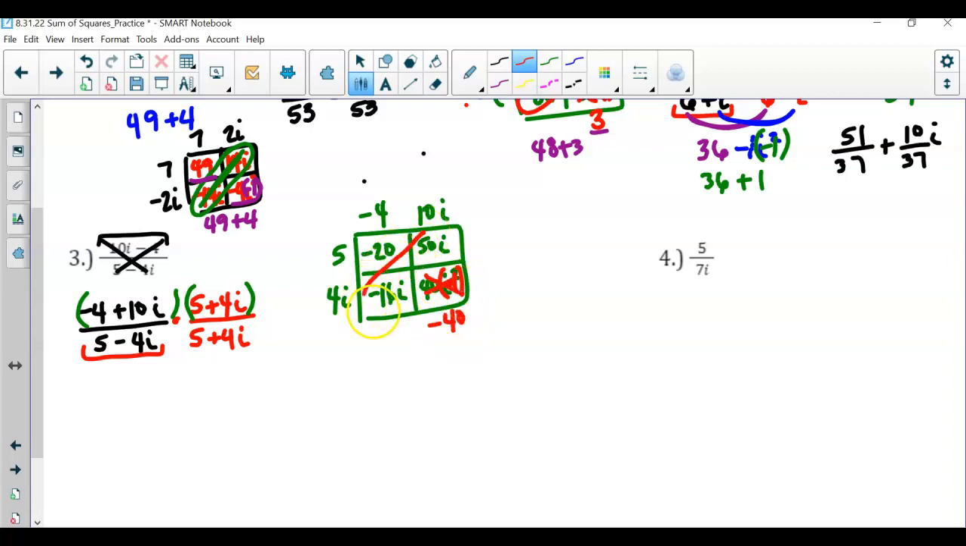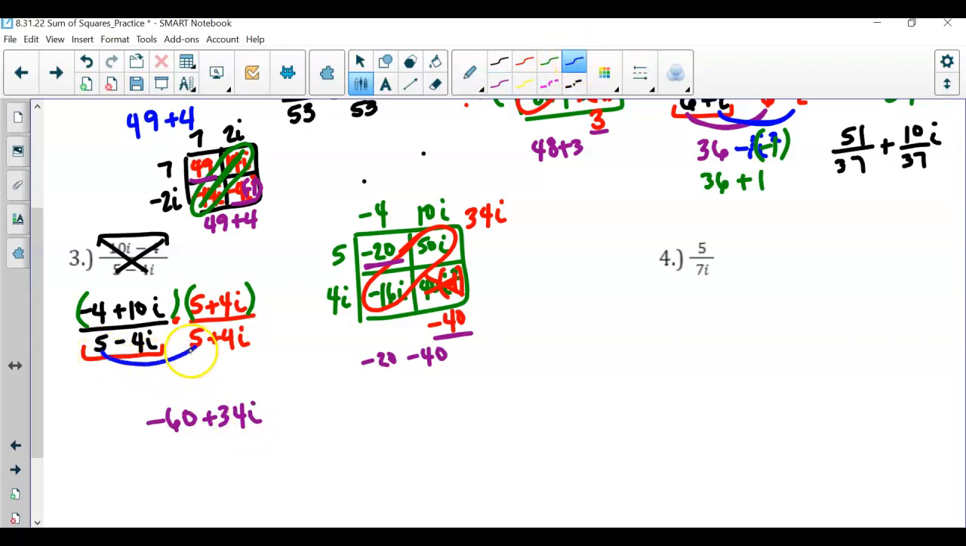We also have our like terms here, our two imaginary parts, to combine. 50 minus 16 is 34i. Now last to combine, negative 20 minus 40, which is now negative 60. So I'm going to write that here: negative 60, but don't forget our imaginary part, so plus 34i.